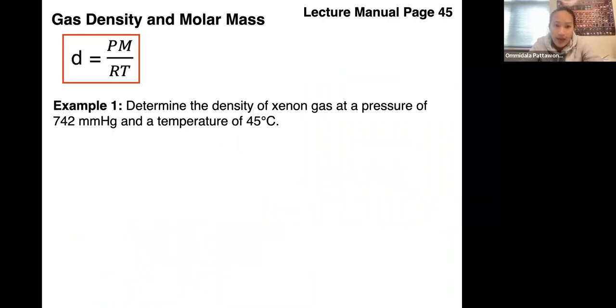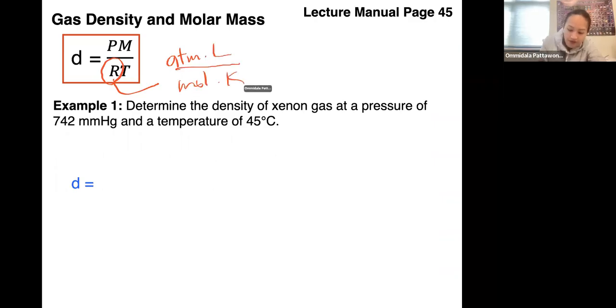For example, the problem might ask you to determine the density of xenon gas at a pressure of 742 millimeters of mercury and a temperature of 45 degrees Celsius. Again, it always involves the R constant. The R constant is in the units of atm times liter per mole per Kelvin. Therefore, these units right here need to be converted so that they match the units of R. So don't forget that.